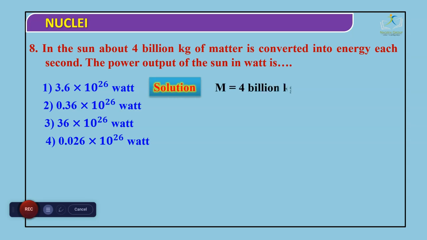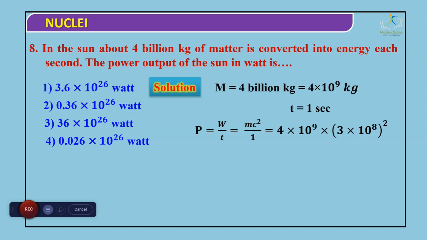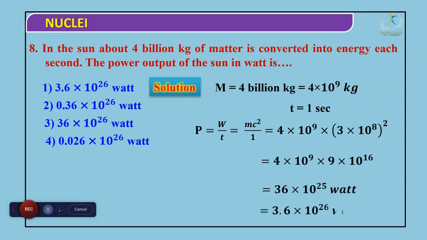Let's move with the solution part. M is equal to the given 4 billion kg. That means 4 10 to the power 9 kg. T is 1 second. P is equal to W by T. That means mc square by 1. So the value of m is given, c is given, and the value of P is to be found. We just put all these values and get the result in terms of power, that means watt. So that comes to 3.6 10 to the power 26 watt. This is the right answer for this question.